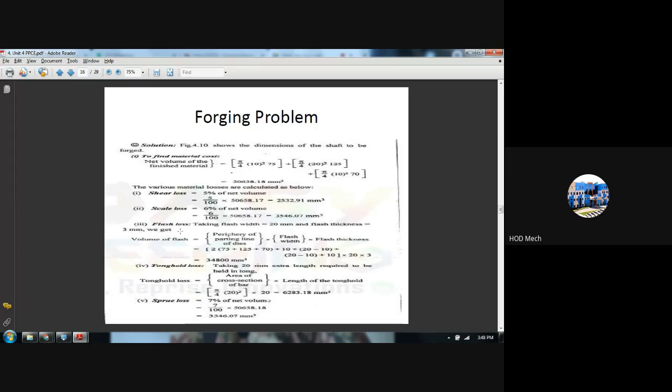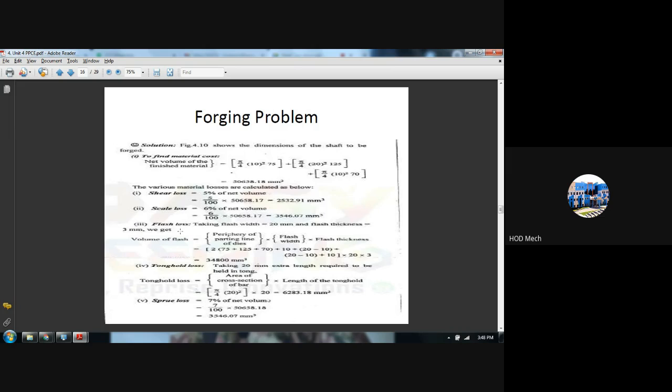Then you have to assume the value for flash width, which is usually taken as 20 mm. Then you have to assume flash thickness, which is usually taken as 3 mm. Second mistake, what the student does when they take up this forging problem.